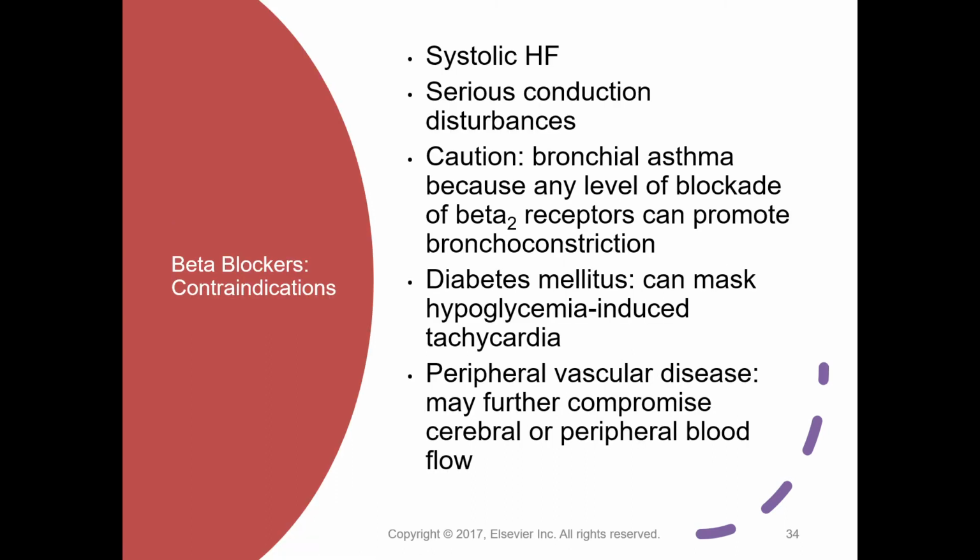Who would you not want to give a beta blocker to? What are the contraindications? You're a nurse, you're getting ready to give it to a patient, you need to know when not to give it. So if a patient has systolic heart failure, don't give it. If there's a lot of conduction disturbances in the heart, certain fibrillations, certain types of tachycardia, also, especially with the beta 2 lungs, we want to be careful. If they have asthma or COPD, don't give them one of these beta blockers.